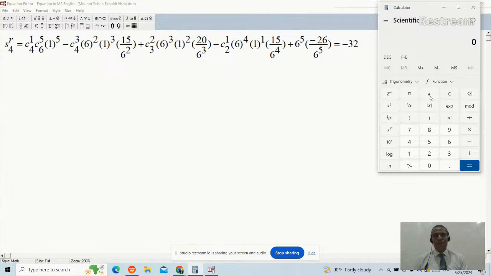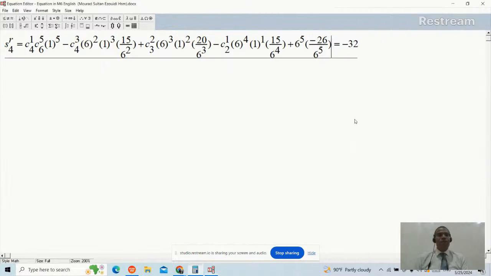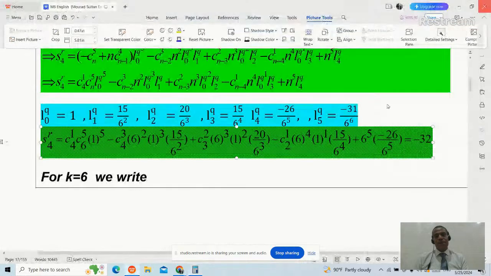So we said that this one, combination 4 choose 1, combination 6 choose 5, is 24. I will write immediately 24, minus 4 times 15 is minus 60, then plus 3 times 20 is plus 60, then minus 2 times 15 is minus 30, and minus 26, the last one. So this one is negative 32, and we close this parenthesis. So S4 is negative 32.